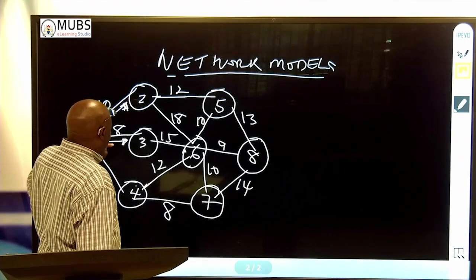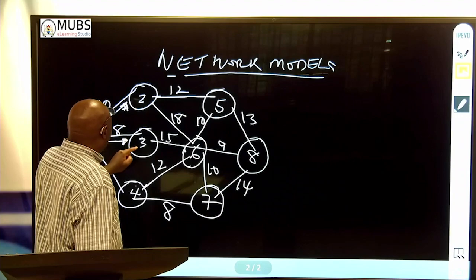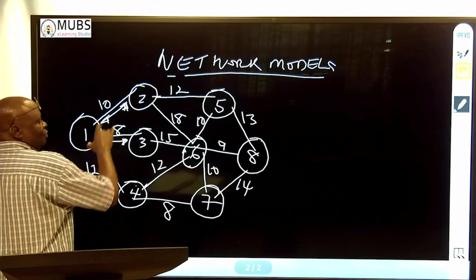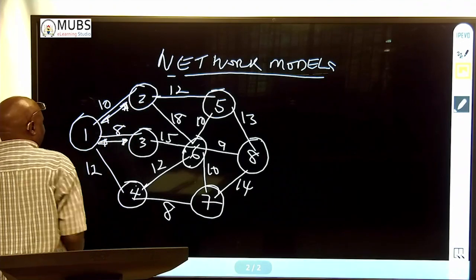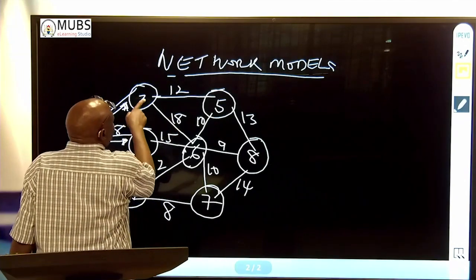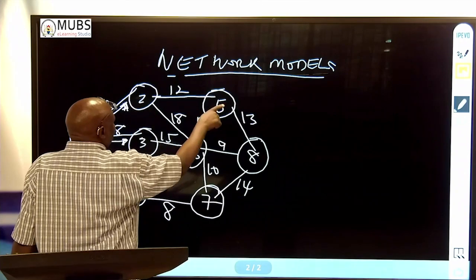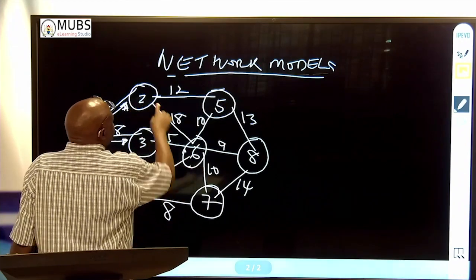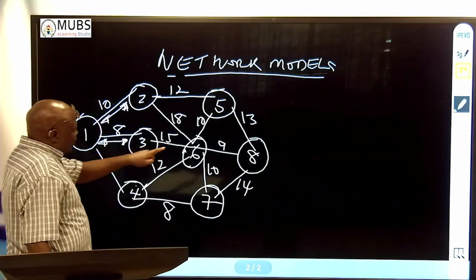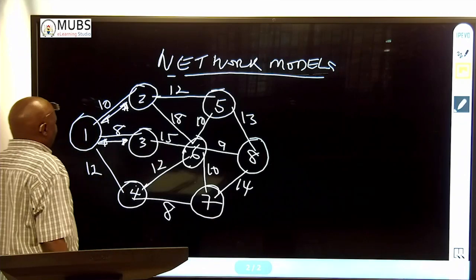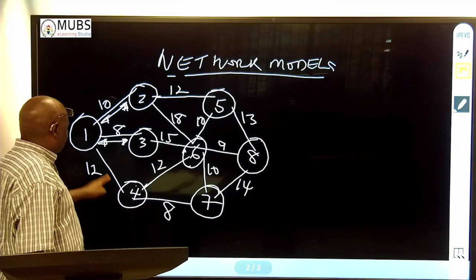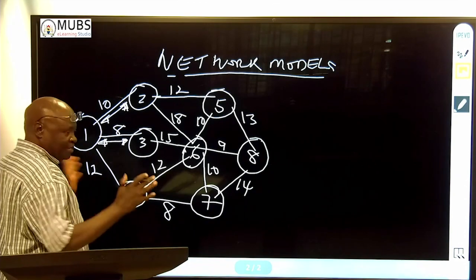Now, 2 is connected. This one is also connected. Among these, which provides us the next lowest step? We could connect 2 to 5, which will be 12, or 2 to 6, which will be 18. We could connect 3 to 6, the cost will be 15. And we could connect 1 to 4. The cost is 12.